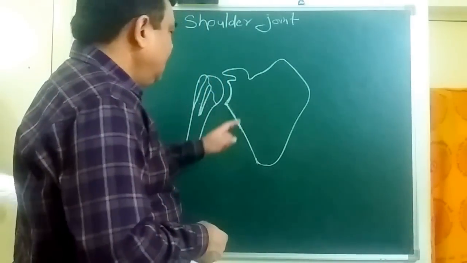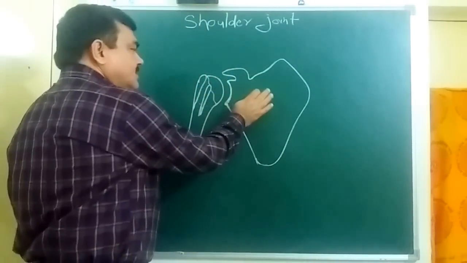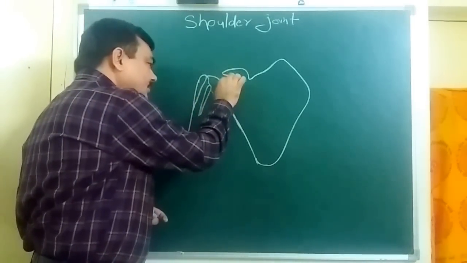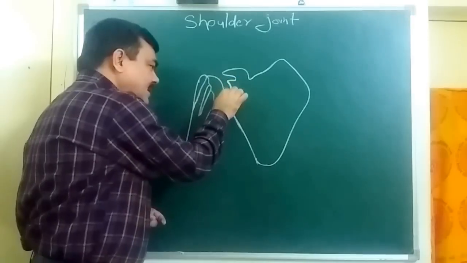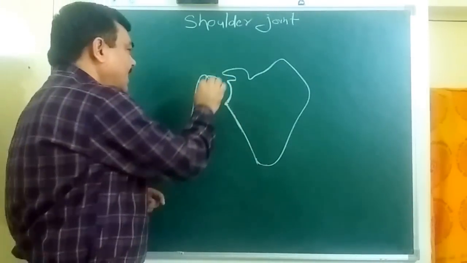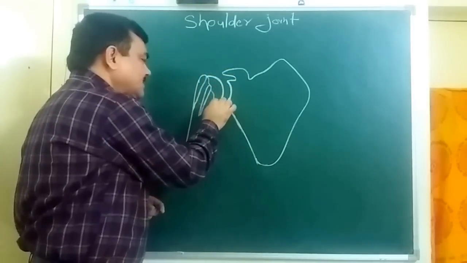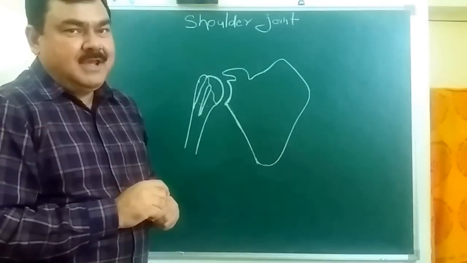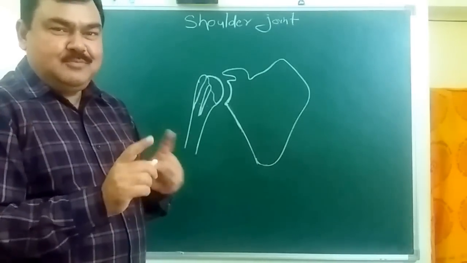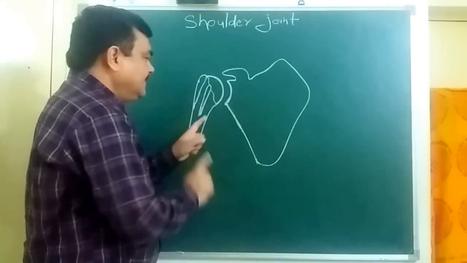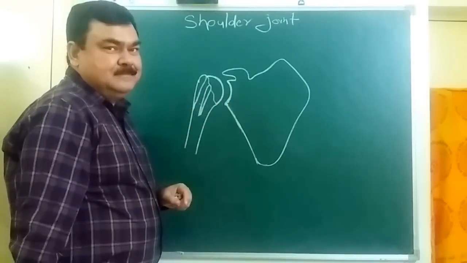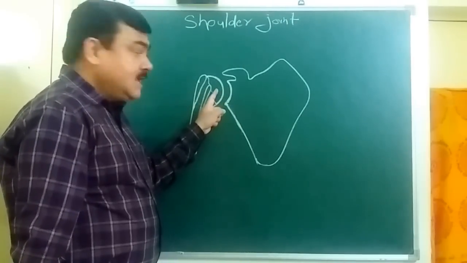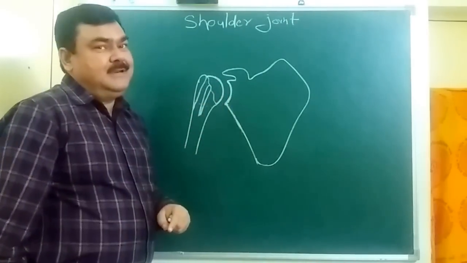Articular surfaces: in this diagram you can see this is the scapula, this is the humerus. The articular surfaces are, medially, the glenoid cavity of the scapula, and here is the head of the humerus. Compare the size of both articular surfaces, this size and this size. This head is comparatively 4 times larger than this glenoid cavity.